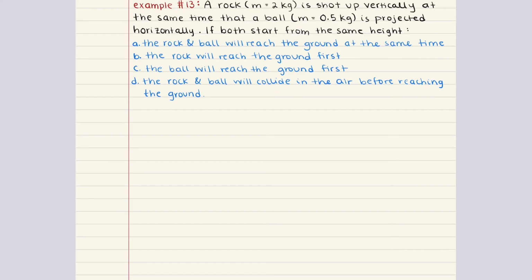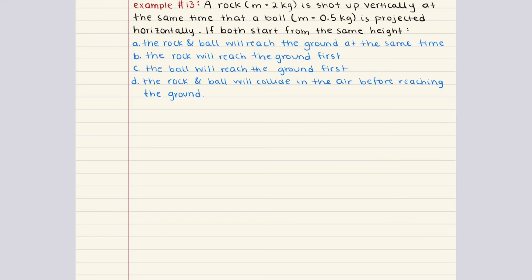Problem 13 says a rock, mass 2 kilograms, is shot up vertically at the same time that a ball, mass 0.5 kilograms, is projected horizontally. If both start from the same height, blank. A says the rock and ball will reach the ground at the same time. B says the rock will reach the ground first.